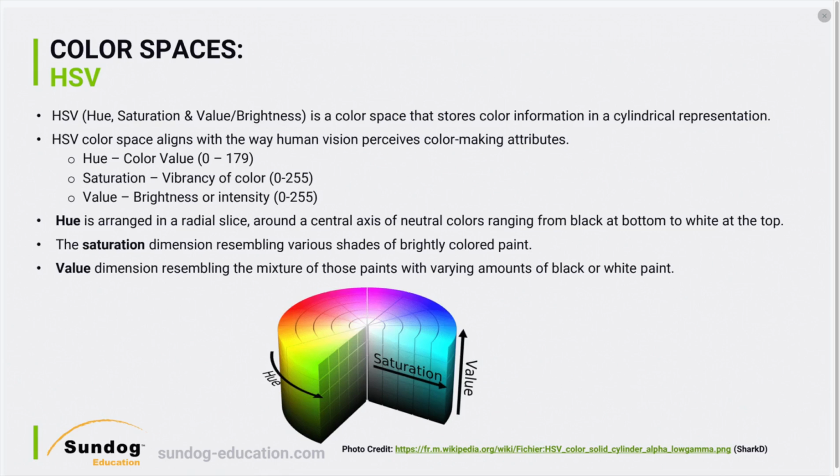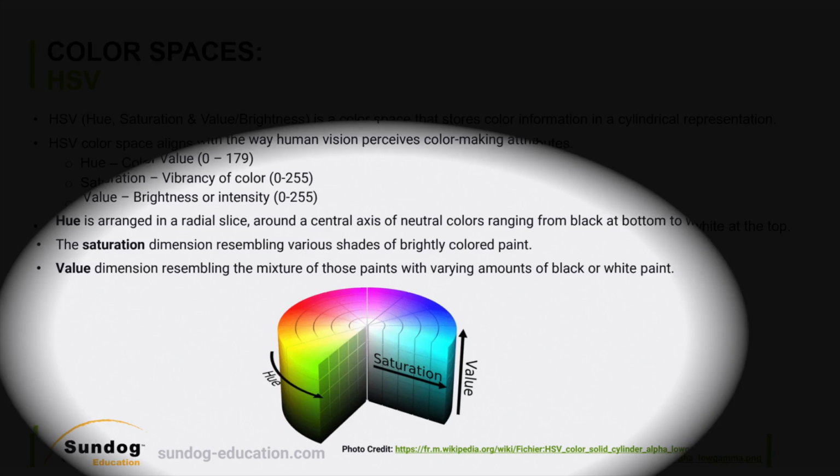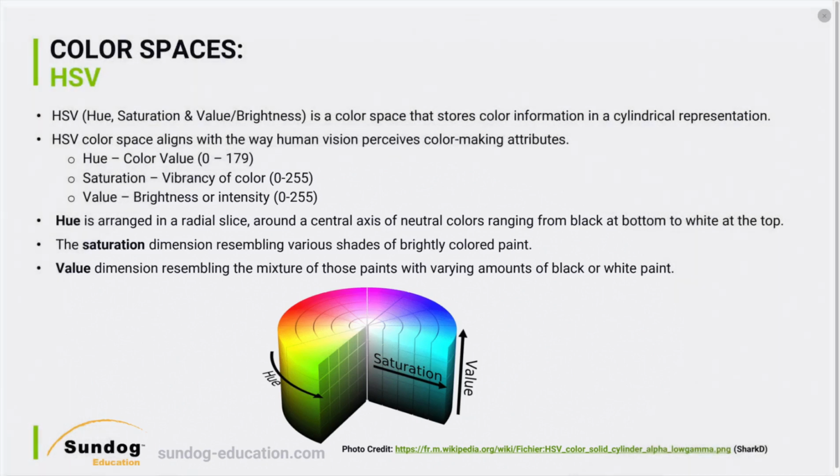The last term we're going to discuss is the value, which indicates the brightness or intensity of the color. 0 indicates a very dark color. As we move to 255, it becomes brighter. As you can see here, at the bottom the value shows black. As we move forward, it shows the actual true color, the brighter it gets. That's pretty much how we represent hue, saturation, and value.